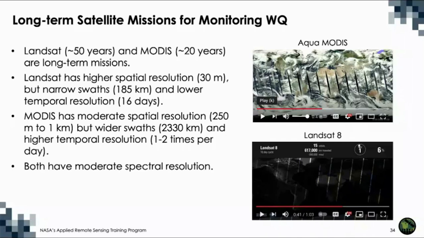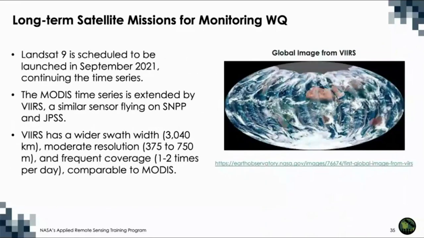The revisit time also is low, that is 16 days, whereas MODIS has a moderate spatial resolution of 250 meters to 1 kilometer, but has much wider swaths, fewer gaps in between, and frequent observations, 1 to 2 days. Both sensors have moderate spectral resolution. The Landsat mission will continue. Landsat 9 is scheduled to be launched very soon this year. Terra and Aqua MODIS might end being operational soon, but NPP and JPSS VIIRS will help extend this time series with comparable spatial and temporal resolutions. The VIIRS swaths are much broader and there are no orbital gaps in between, as you can see here.